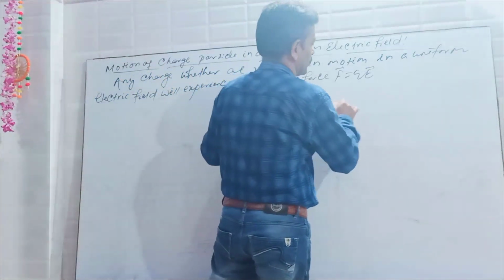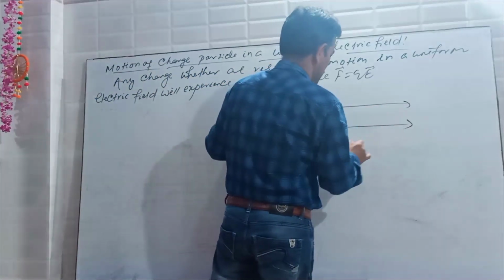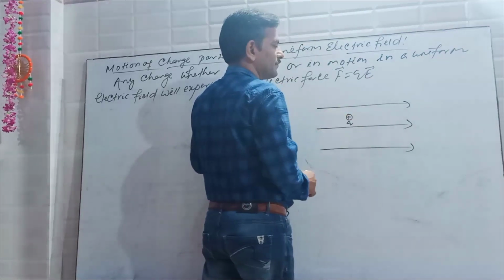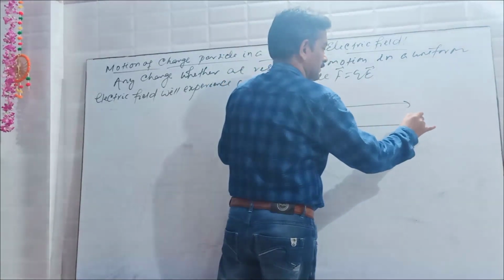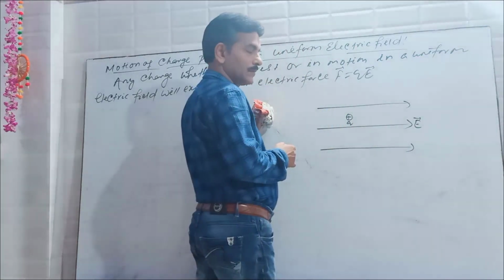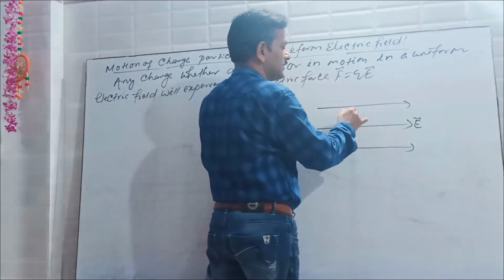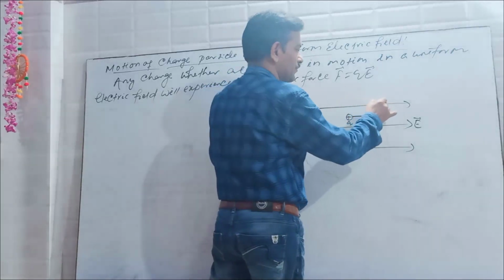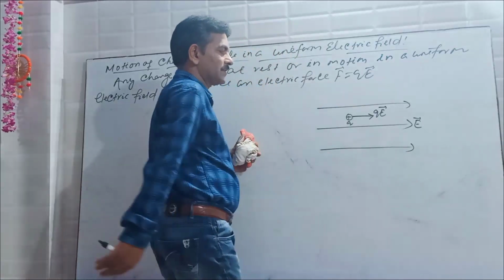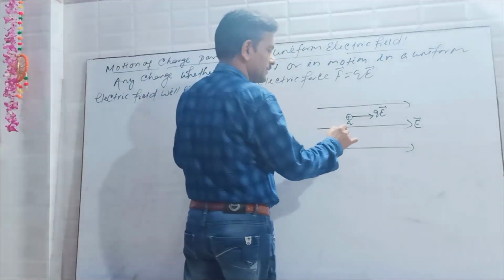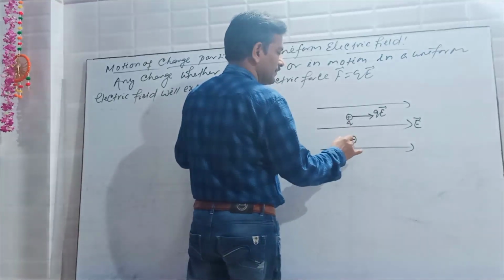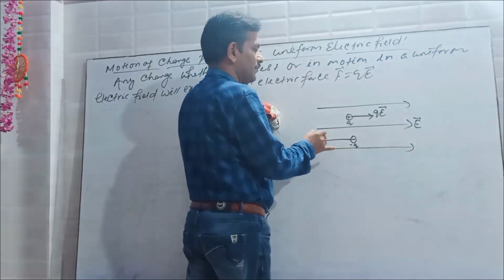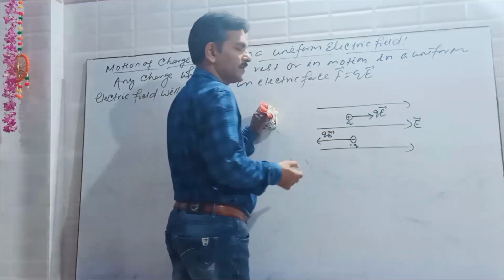equal to QE. Suppose this is your uniform electric field, one charge is here. So you see the force acting on the charge is along this direction, that is QE. If it is positive, then the force will be along the direction of electric field, and if it is negative, then the force will act opposite to it. Do you follow me or not?